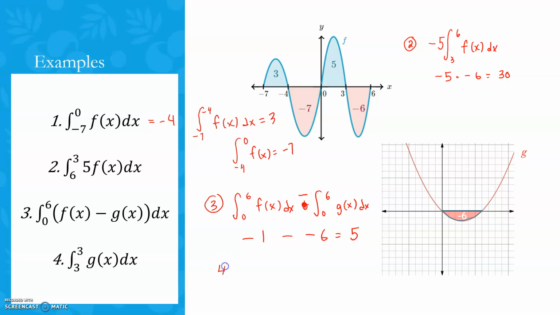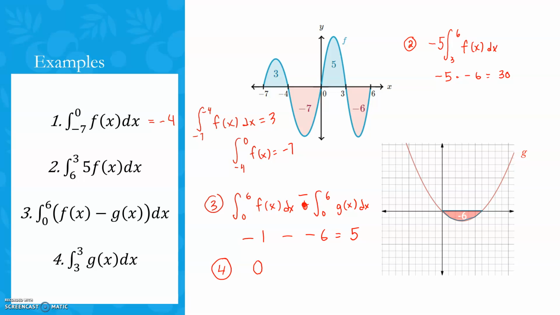And then the last one, I don't care what the function is, I'm doing an integral from 3 to 3, so the answer would be 0 because of the zero property for integrals. Those are properties of definite integrals.